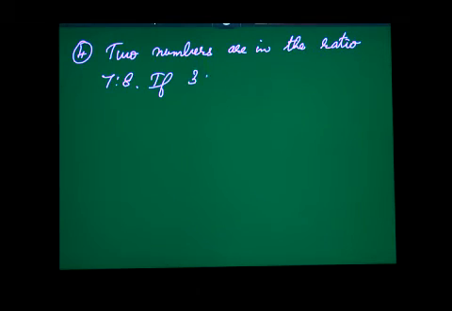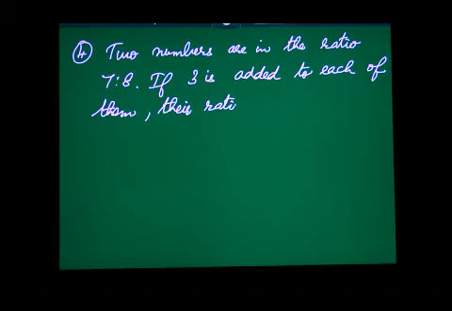Fourth sum. Two numbers are in the ratio 7:8. If 3 is added to each of them, the ratio becomes 8:9. The numbers are.